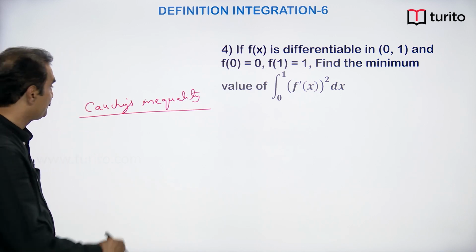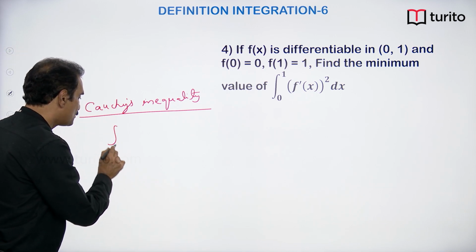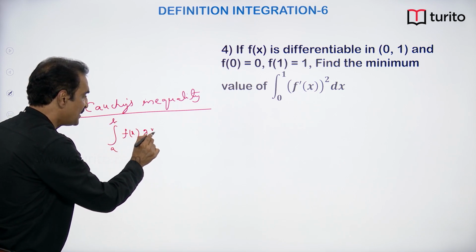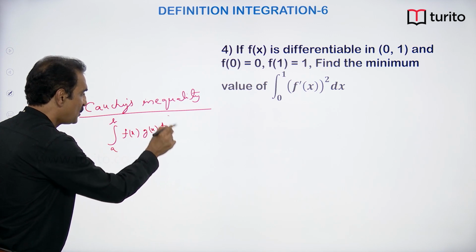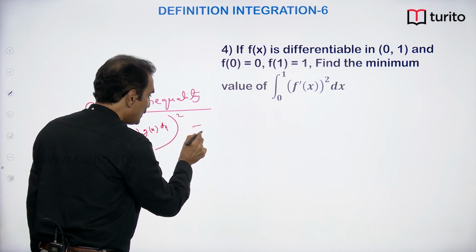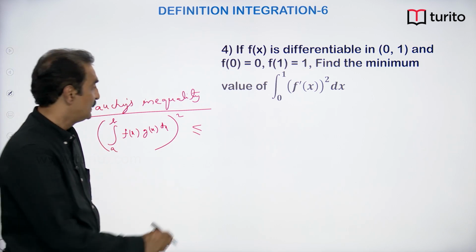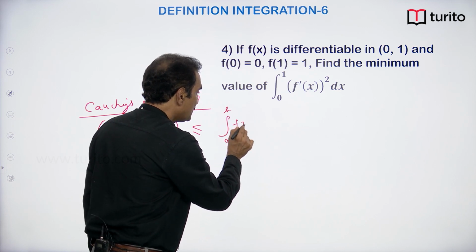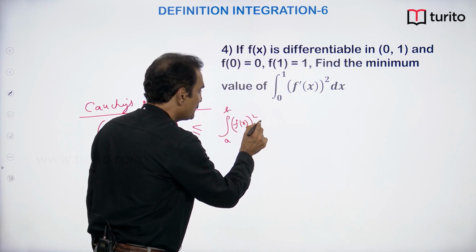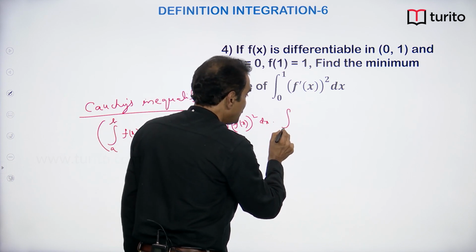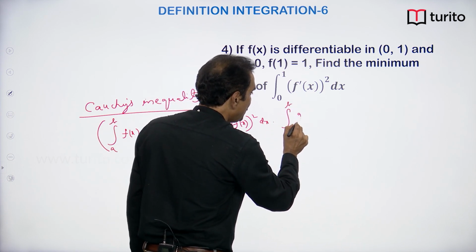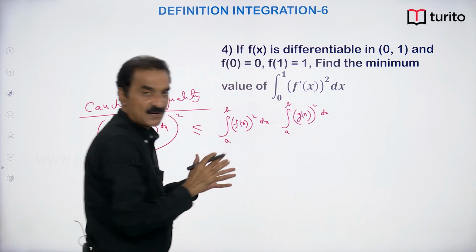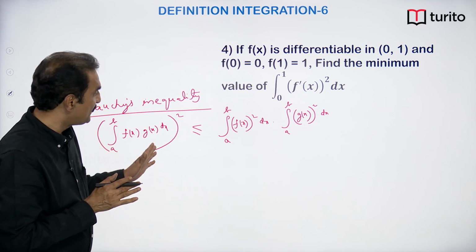Cauchy's inequality is, if f of x and g of x are two functions, integral a to b f of x into g of x dx whole square is always less than or equal to integral a to b f of x whole square into integral a to b g of x whole square. We discussed or not? Now I am going to apply this.